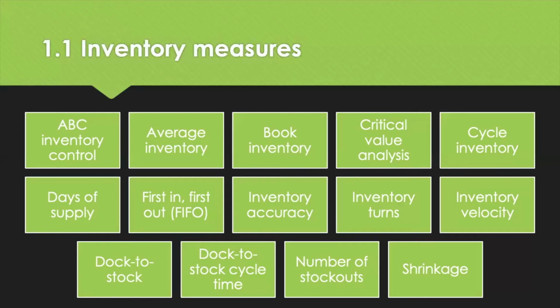Cycle inventory is a system where counts are performed continuously, often eliminating the need for these annual overall inventory controls. So they're set up so that A items are counted regularly every month, B items are counted semi-regularly, like once a quarter, and C items are counted perhaps once a year.